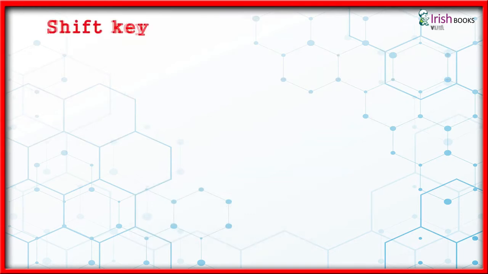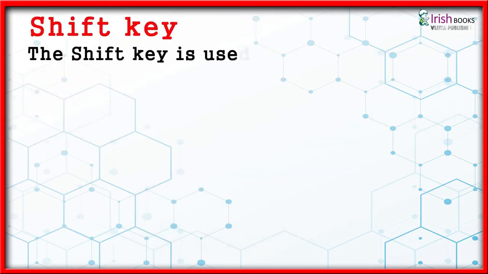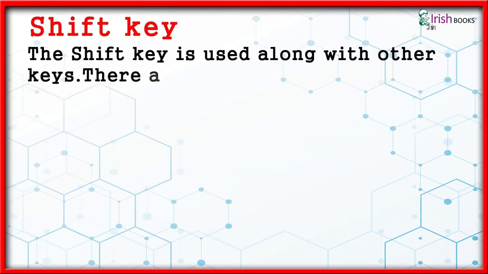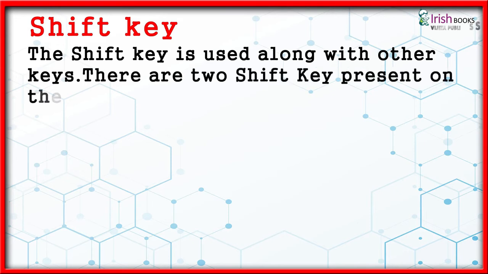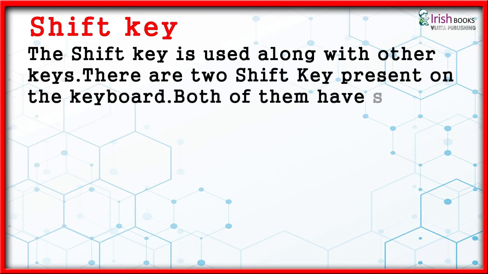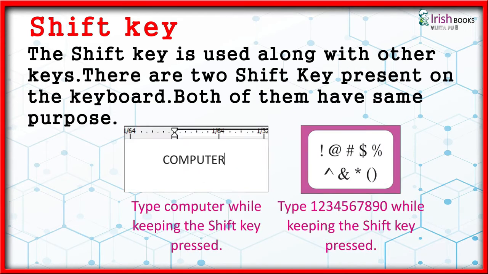Shift key. The shift key is used along with other keys. There are 2 shift keys present on the keyboard. Both of them have the same purpose. Type computer while keeping the shift key pressed. Type 1 2 3 4 5 6 7 8 9 0 while keeping the shift key pressed.